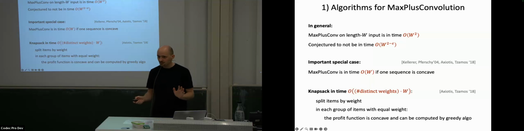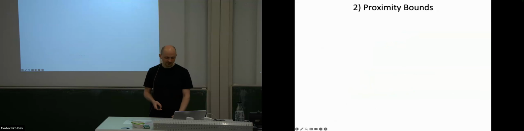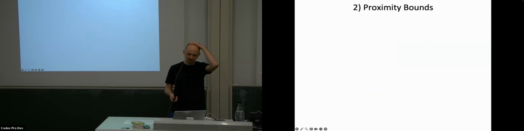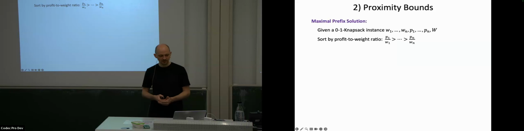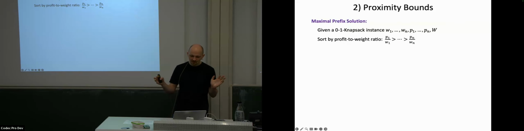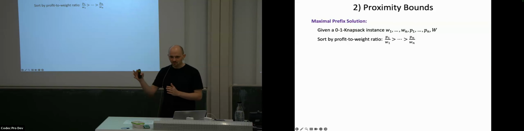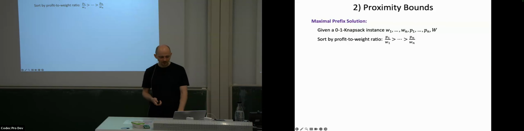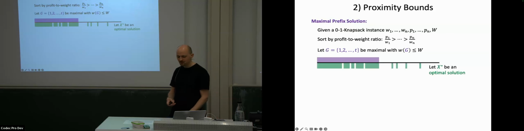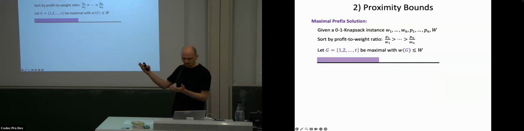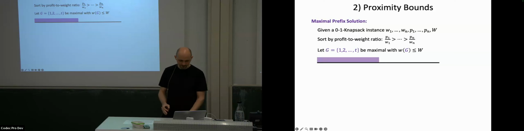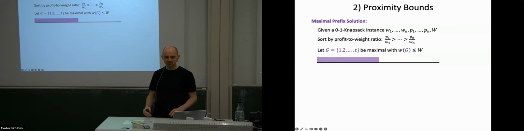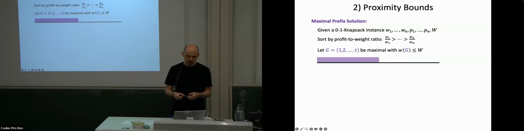All right, that's the first ingredient. And the second ingredient is proximity bounds. Here we start from the maximal prefix solution. So we're given some instance of 0-1 Knapsack. We sort the items by decreasing profit to weight ratio. So the items on the left in the figure are the ones that are very good. They have a very large profit to weight ratio, and the right ones are relatively bad. And what we look at is the largest prefix of these items that we can still fit into our Knapsack. This is a very naive greedy solution, right?